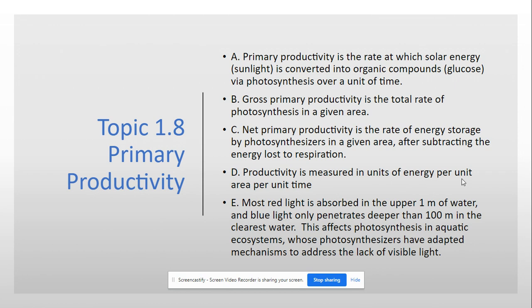So remember from our class discussion, we first mentioned primary productivity. This is our rate at which solar energy is converted into organic compounds, specifically glucose, via photosynthesis over a unit of time. The two main vocab words we need to know here are gross primary productivity, which is the total rate of photosynthesis in a given area, and net primary productivity, which is the rate of energy storage by those photosynthesizers in that given area after we've now accounted for the energy lost to respiration.